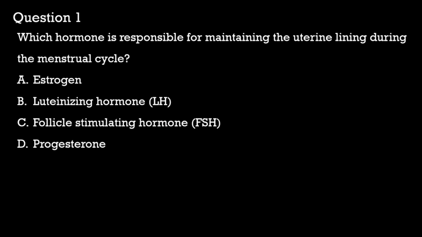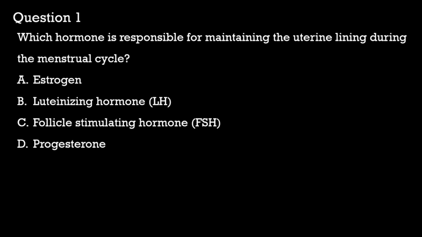Which hormone is responsible for maintaining the uterine lining during the menstrual cycle? A. Estrogen. B. Luteinizing hormone. C. Follicle stimulating hormone. D. Progesterone. Let's take a look at the options we have.